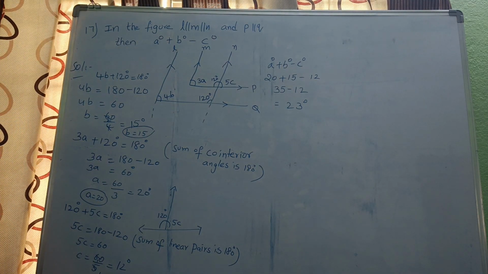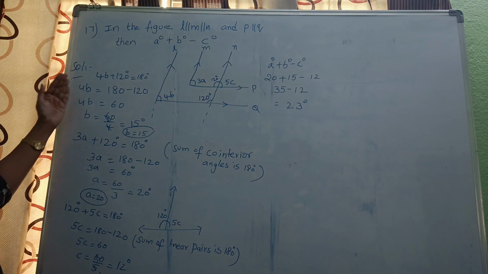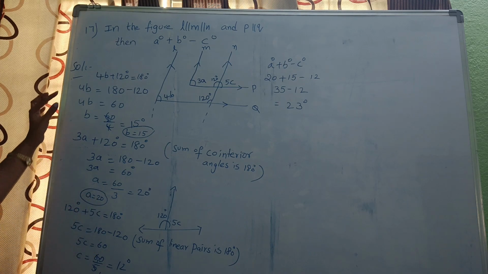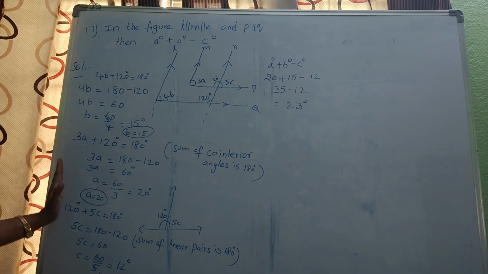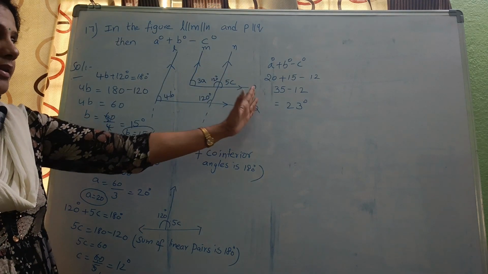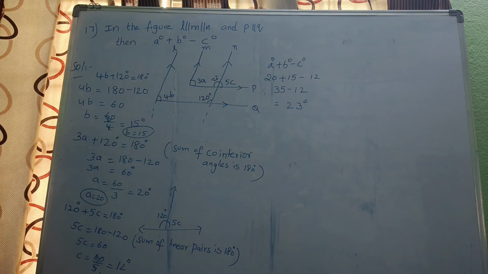So how did we get that answer? By solving A, B, C step by step. So first solve B, next A, next C. So after solving this, keep these values in this and we will get the answer.